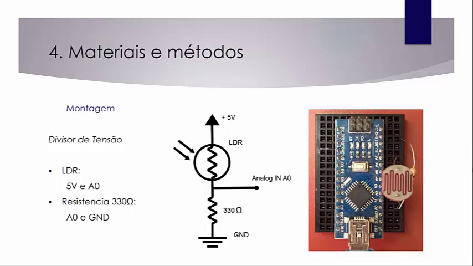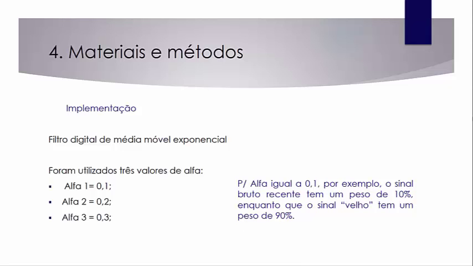The assembled metering consists of a voltage divider. The LDR was placed at the top of the divider according to the schemes shown. The LDR was connected to the ports 5 volts and A0, while the resistor was connected to the ports A0 and ground. On the implementation of the moving average filter, we used three values of alpha: alpha 1 equal to 0.1, alpha 2 equal to 0.2, and alpha 3 equal to 0.3.